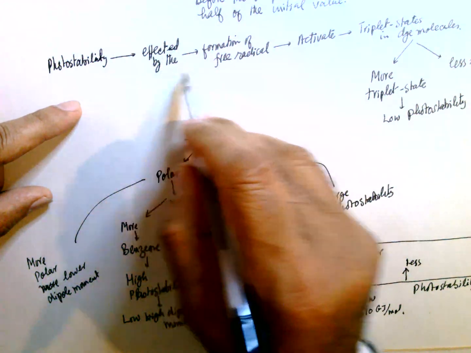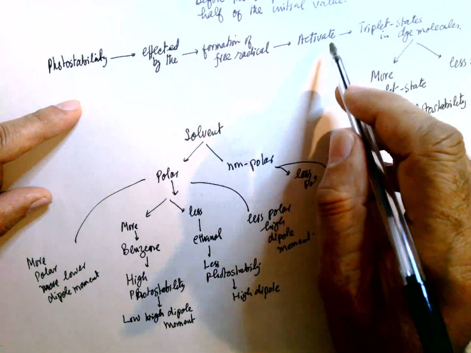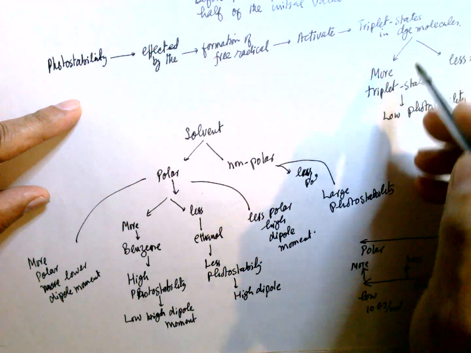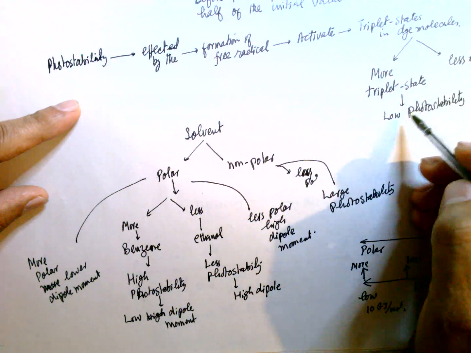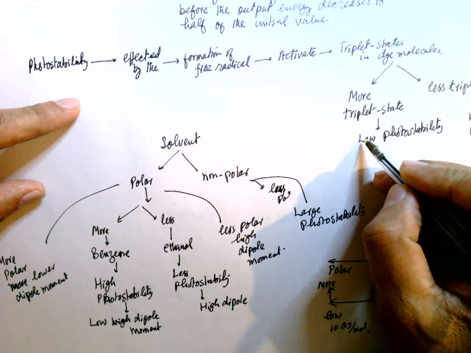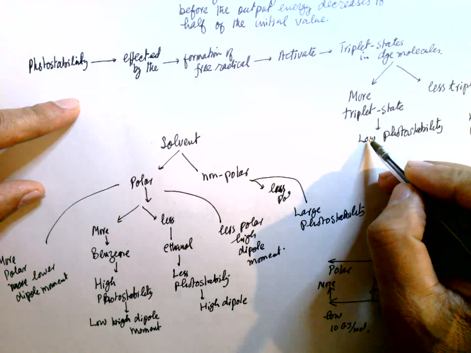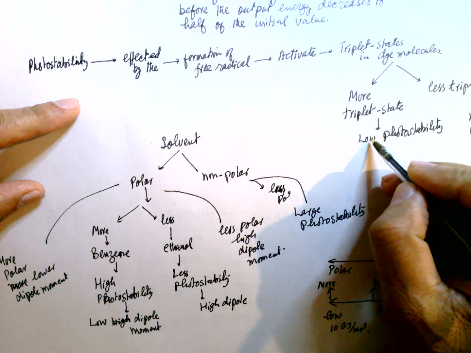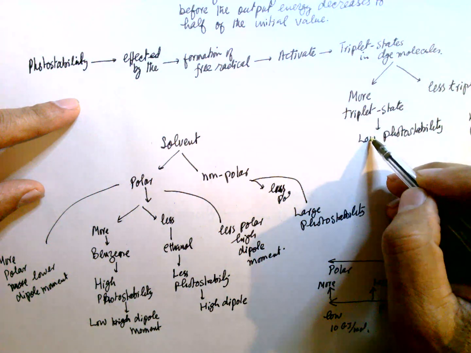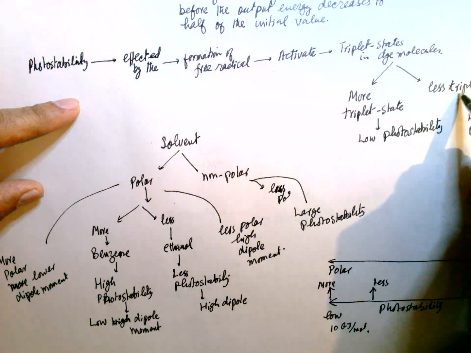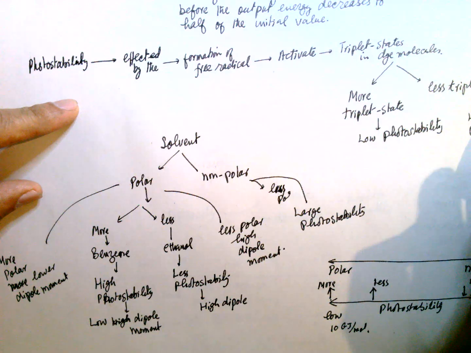Photostability is affected by the formation of free radicals or active triplet states in the dye molecule. More triplet states mean decay of the dye molecules, so low photostability. Less triplet states, high photostability.